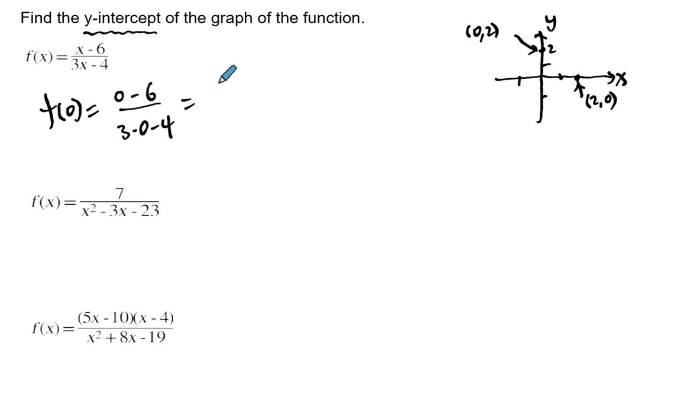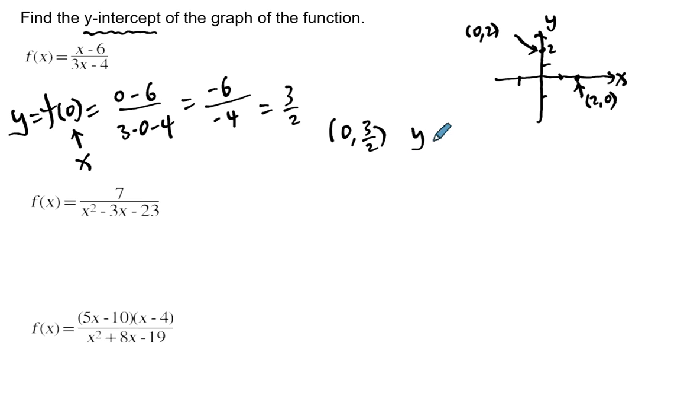0 minus 6 is negative 6. 3 times 0 is 0, minus 4. So you then have 3 halves. So when x is 0, you have y is 3 halves. So then you shall have 0 for x, y is 3 halves. That's the y-intercept.